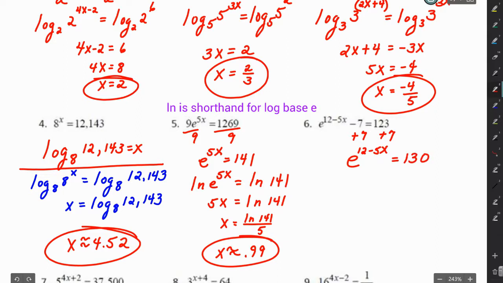I'm going to take the ln of both sides because the ln of e is 1. The ln of e is 1, so I'm able to bring this in front. And then that's just times 1, so I don't have to write anything other than 12 minus 5x now on the left side. And then solve for x.